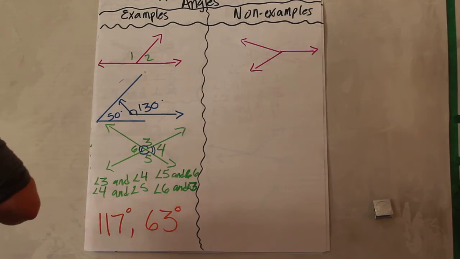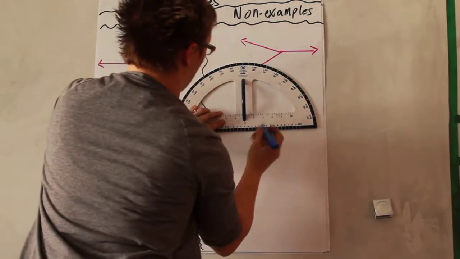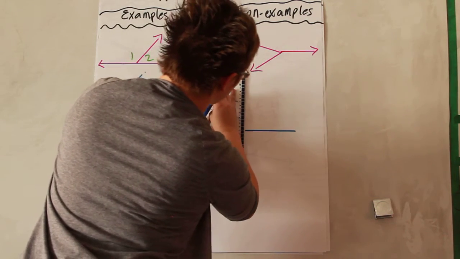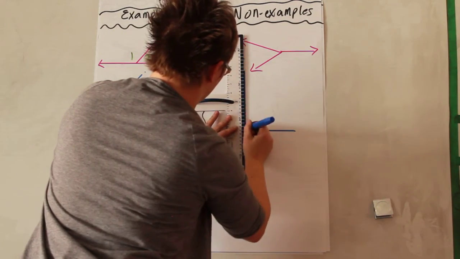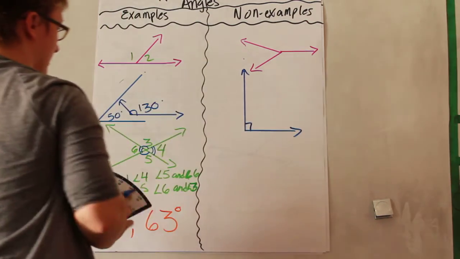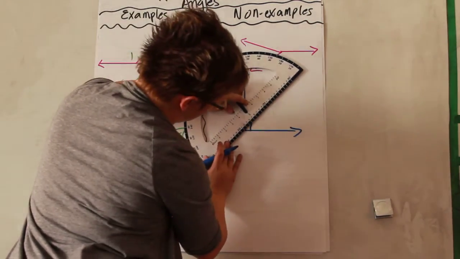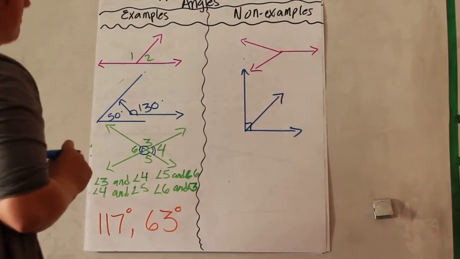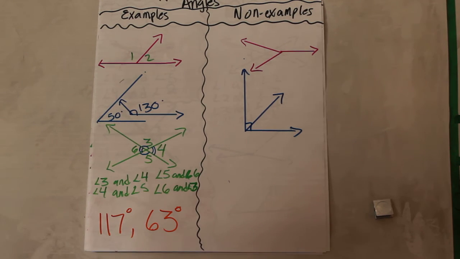Another would be if we had a right angle, even if it was intersected. So supplementary angles and complementary angles are not the same thing either. They can never be.